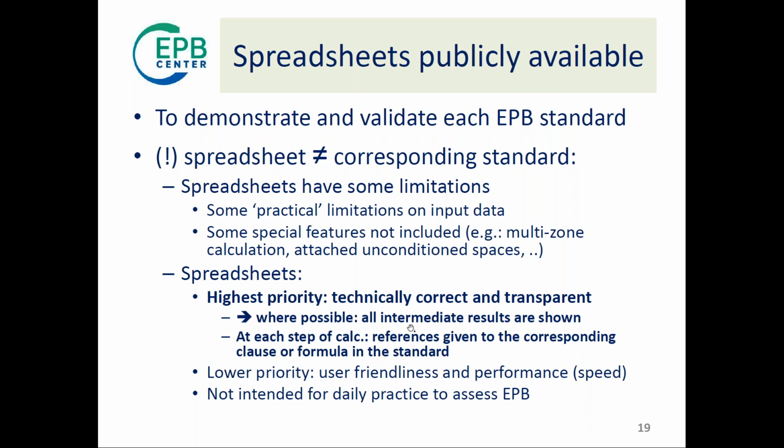Now something about the status of these spreadsheets. These spreadsheets that are mentioned are publicly available. They can be downloaded from the EPB Center website, and they are mainly intended to demonstrate and to validate each EPB standard. And you must be careful not to confuse the spreadsheet with the corresponding standard. So the spreadsheet might have some limitations which the standard actually doesn't have. So there may be some practical limitations on the input data, while the corresponding standards might give you the full freedom of types of input data. For instance, on the use patterns. And maybe some special features not included. For instance, in the spreadsheet on the energy need calculation, it's a single zone calculation, and it does not have the option to have an attached unconditioned space like a sun space or something.